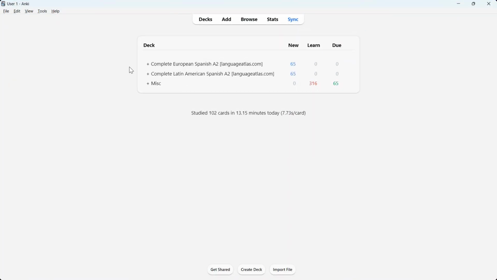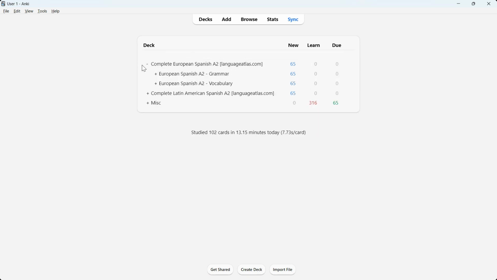I normally double click on Anki Deck to open it, however, I've already done so. And I'd like to get started with my first point, which is to show the course structure. I'll begin with the complete European Spanish A2 Anki Deck, and then I'll go to the Latin American one. But I'd just like to note that in terms of course structure, they are both the same.